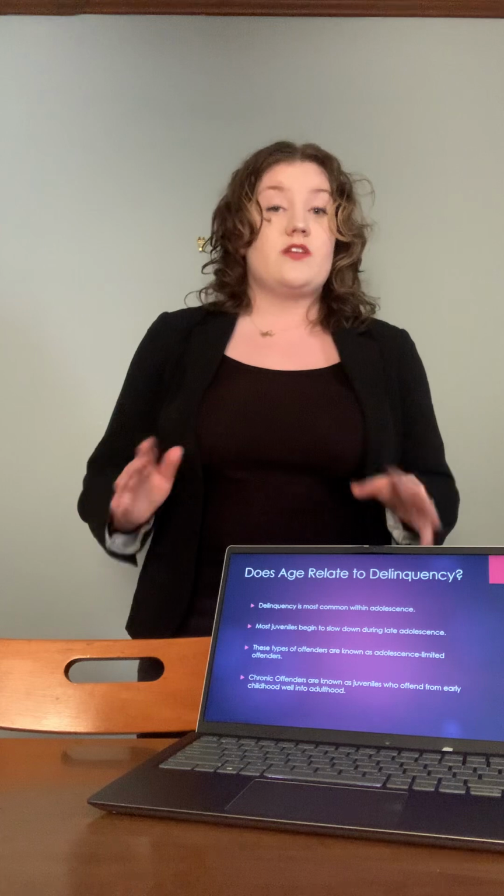Okay, so moving on, does age relate to delinquency? Delinquency is most commonly committed during adolescence, which is again from the ages of 14 to about 18, okay? So most juveniles begin to slow down during late adolescence, and these offenders are known as adolescence limited offenders. So again, they might start committing crimes from the age of 14, and they may do it all the way up until the age of 18, but that may be when they slow down and stop.